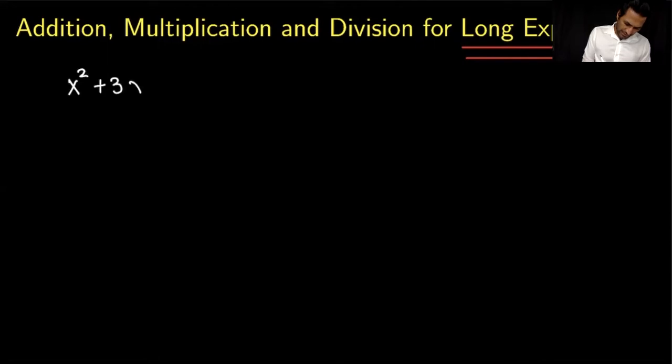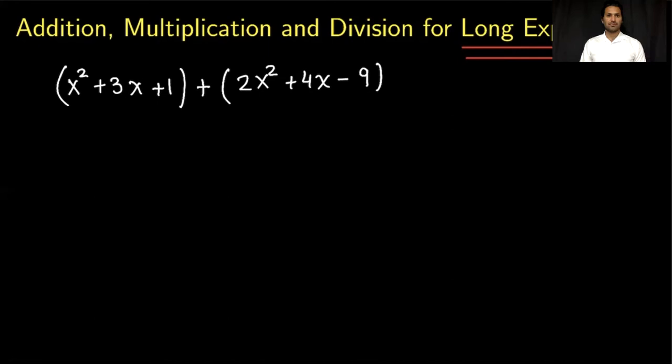Our next topic is how to perform the operations addition, multiplication, and division for long expressions. That is when in your expression you have two or more terms. For example, we have the expression x squared plus 3x plus 1, and you want to add this to another expression, which is 2x squared plus 4x minus 9. So how to perform this addition operation?